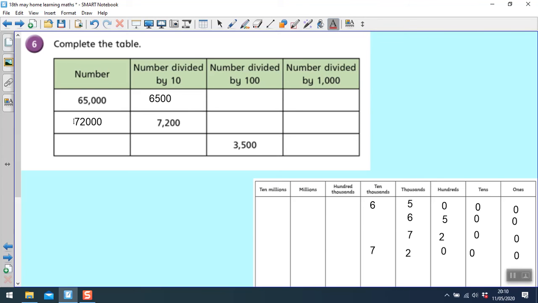So you can now use this number to help you divide by 100 and divide by 1,000. Before you can get this one, you need to multiply 3,500 by 100 to get your original number. You're doing the inverse. Pause the video while you complete the table. Don't forget you can draw yourself a place value chart if you like.